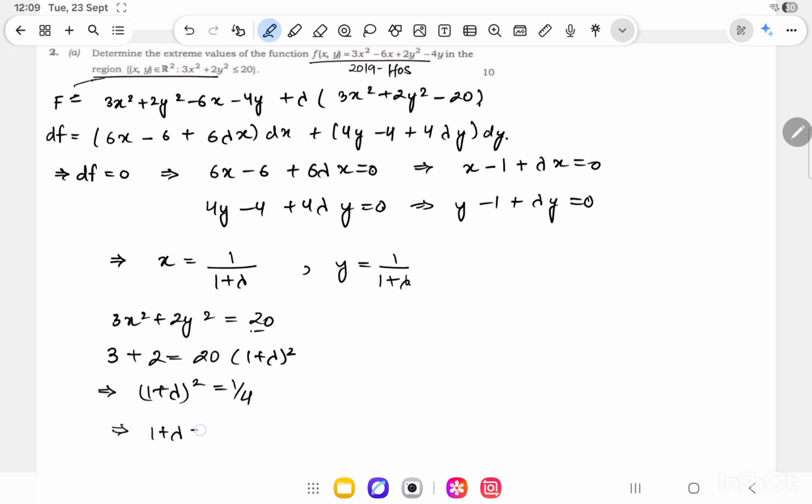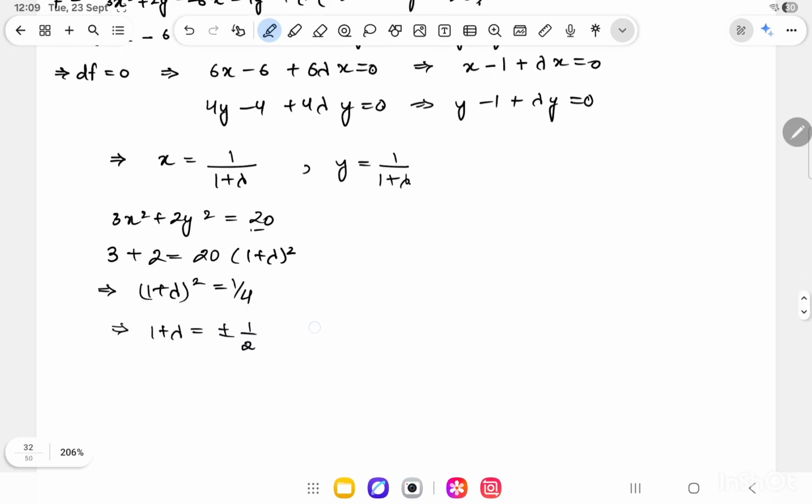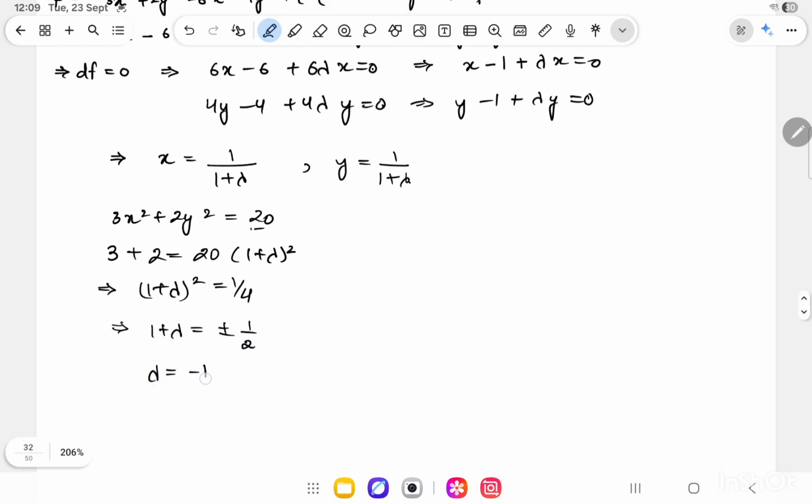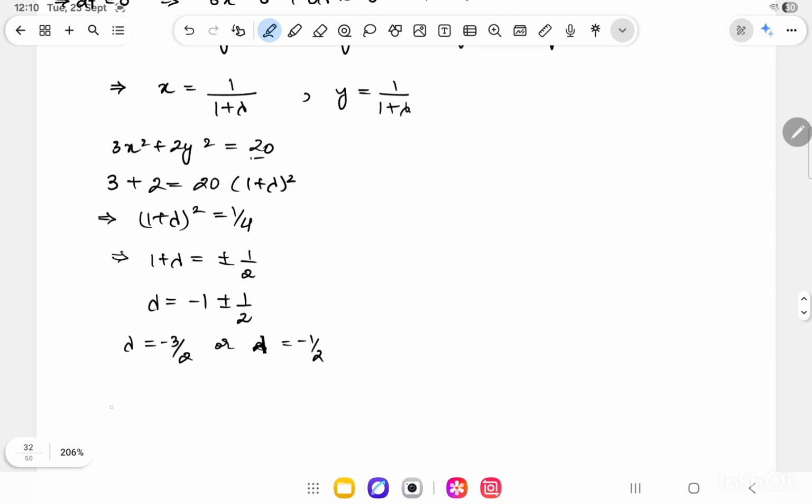So from here 1 plus lambda will be plus minus 1 by 2. So that basically gives me lambda is minus 1 plus minus 1 by 2. So from here lambda will be minus 3 by 2, or lambda will be minus 1 by 2. So we got two values of lambda, and based on that we can solve it for x and y. So case 1, when my lambda is minus 3 by 2, 1 plus lambda will be minus 1 by 2. That gives me x as minus 2 and y as minus 2.